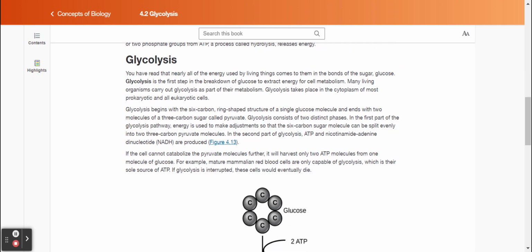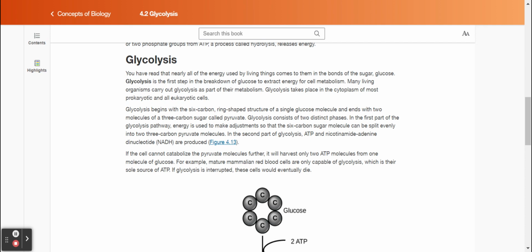Glycolysis. You have read that nearly all of the energy used by living things comes to them in the bonds of the sugar, glucose. Glycolysis is the first step in the breakdown of glucose to extract energy for cell metabolism. Many living organisms carry out glycolysis as part of their metabolism. Glycolysis takes place in the cytoplasm of most prokaryotic and all eukaryotic cells.